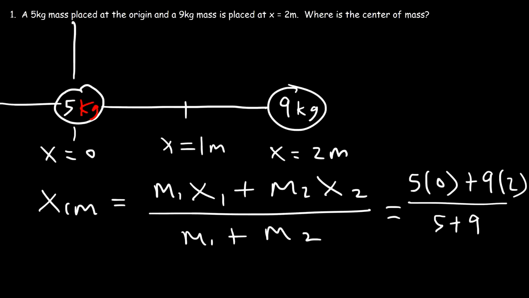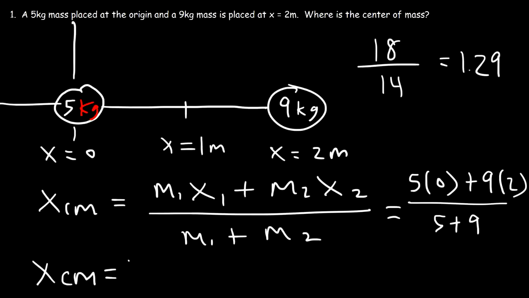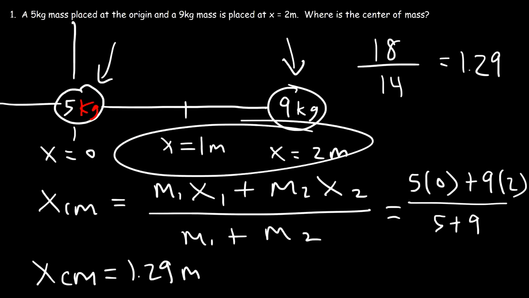So 5 times 0 is 0, 9 times 2 is 18, and 5 plus 9 is 14. So it's going to be 18 divided by 14, which turns out to be about 1.29 on the x-axis. So that's the position of the center of mass. And as you can see, it's closer to the 9 kilogram mass as opposed to the 5 kilogram mass. It's between 1 and 2.